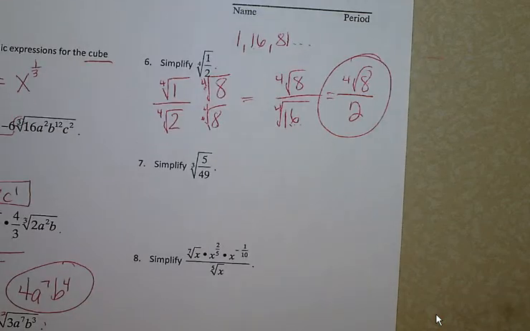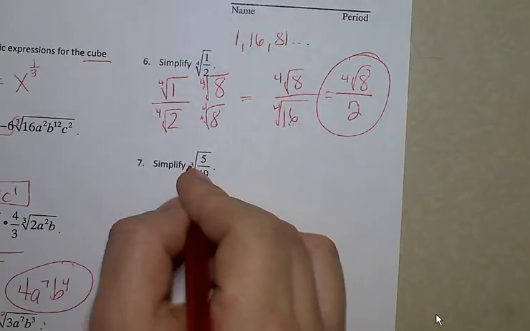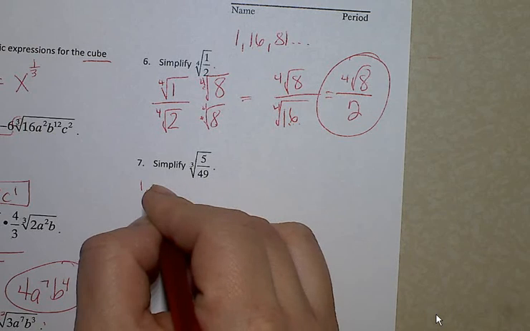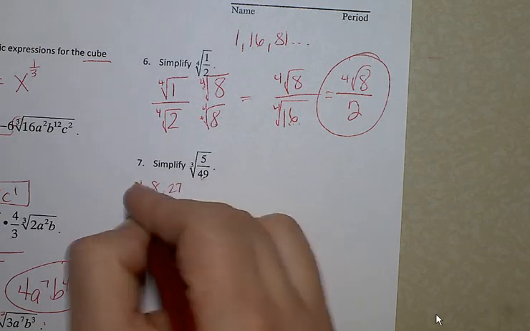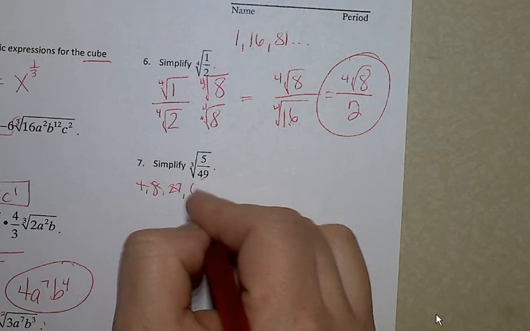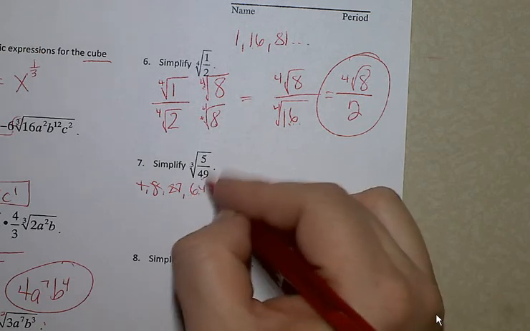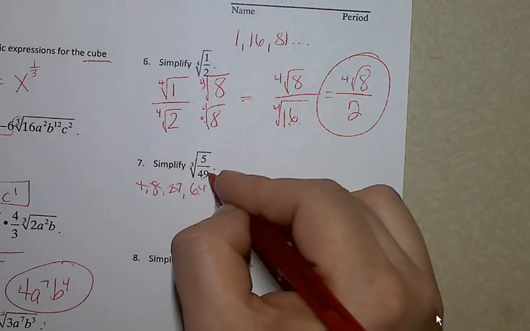Okay, this one is a little bit trickier. So let's write down, and I'm going to do this exactly how I would do this if I were you. Okay, so I know 1 times 1 times 1 is 1, and 2 times 2 times 2 is 8. I need to get past 49. 3 times 3 times 3 is 27. They don't work. 4 times 4 times 4 is 64. Okay, that's the first perfect cube that's past 64.